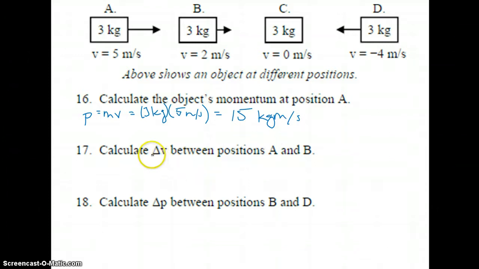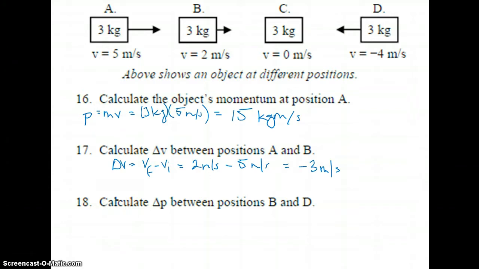Question 17 is asking us to calculate the delta V between positions A and B. So that's our change in velocity. Our formula for that one would be delta V equals our final velocity minus our initial velocity. Our final velocity that it's going to end up at is 2 meters per second, subtracting our initial velocity, which is 5 meters per second. I don't know if you need a calculator for this one, but it should come out to be -3 meters per second. Again, you can kind of tell that because it's going to be slowing down a little bit, so we would have the negative there.